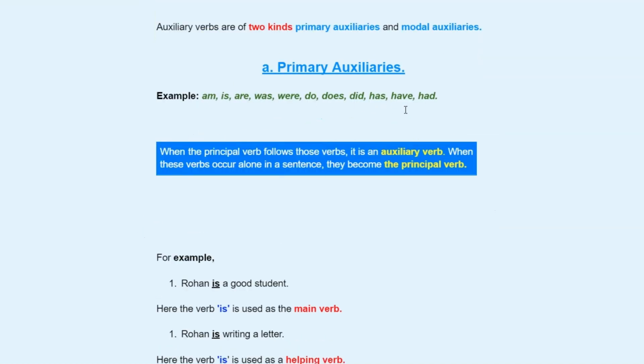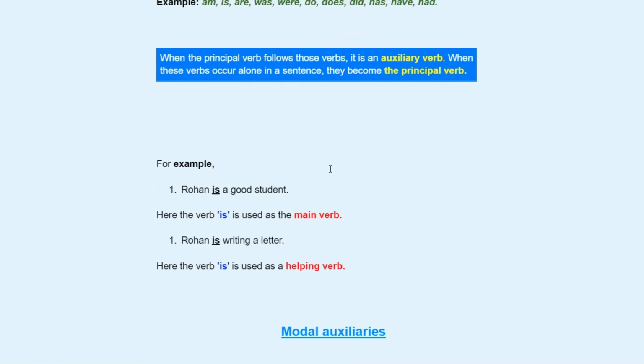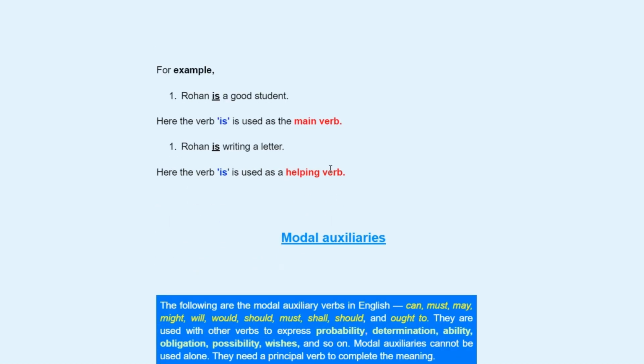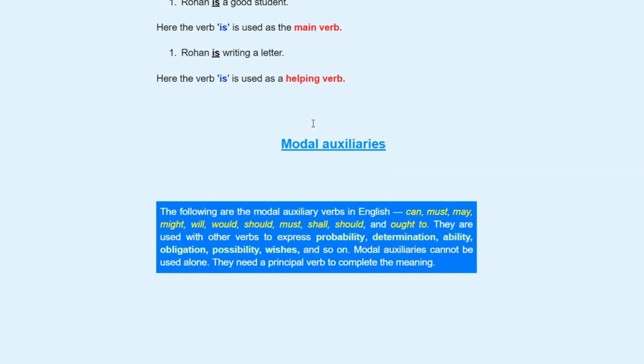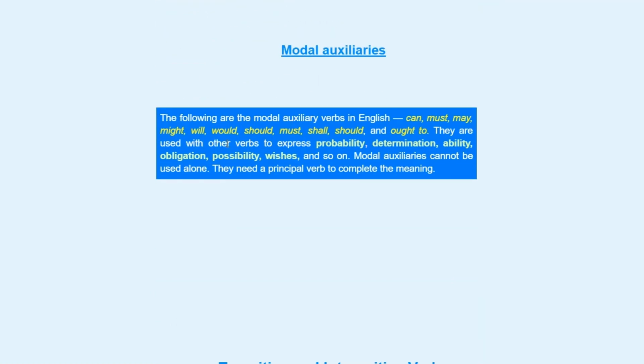Primary auxiliaries. Examples: am, is, are, was, were, do, does, did, has, have, had. When these verbs are followed by the principal verb, it is an auxiliary verb. When these verbs occur alone in a sentence, they become the principal verb. For example, Rohan is a good student. Here the verb is used as the main verb. Rohan is writing a letter. Here the verb is used as a helping verb.